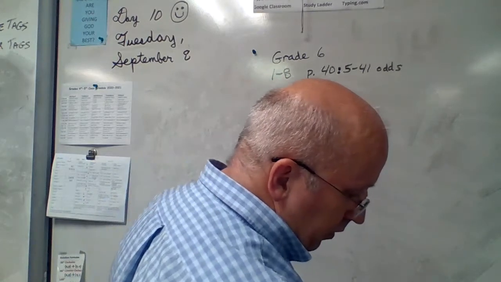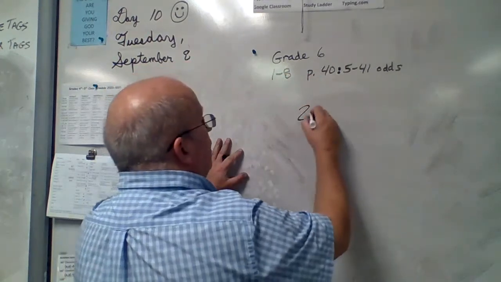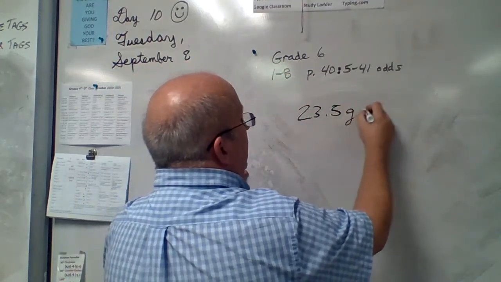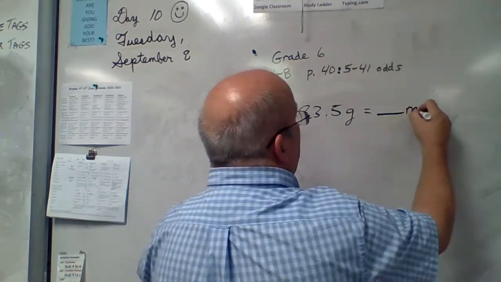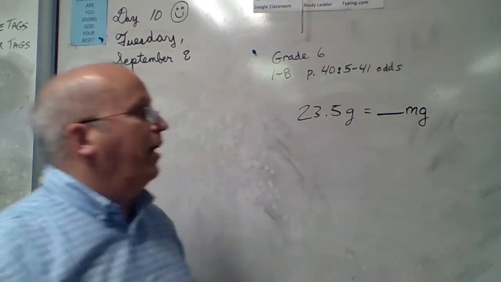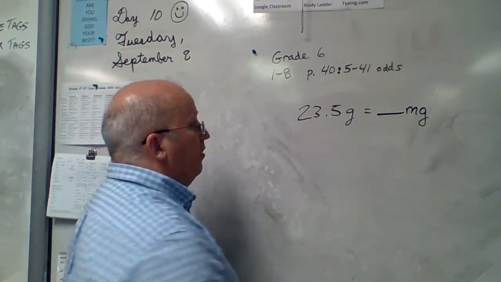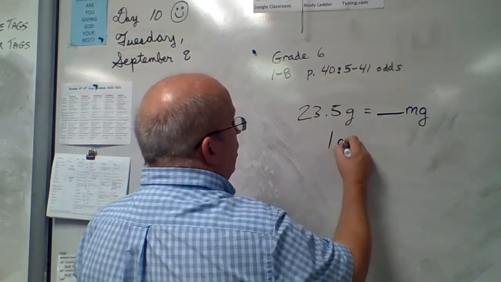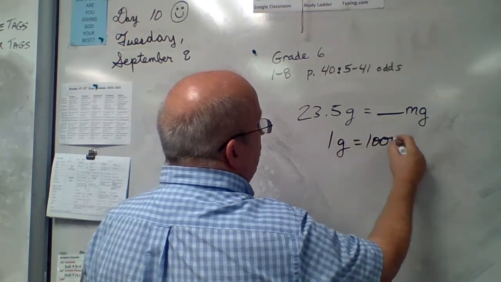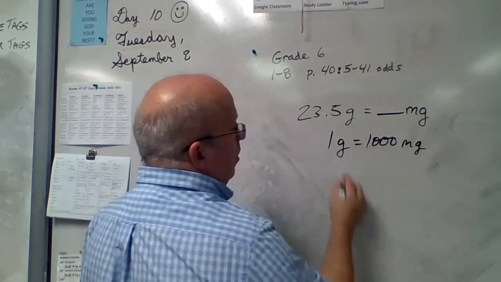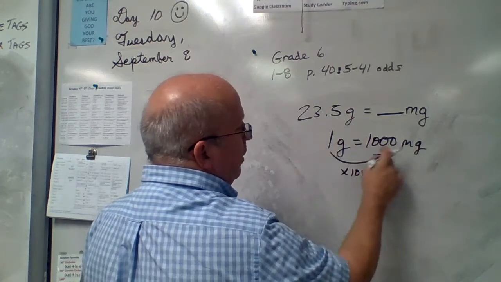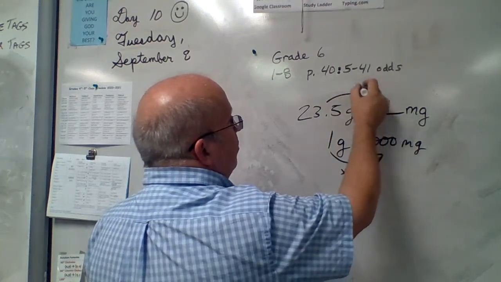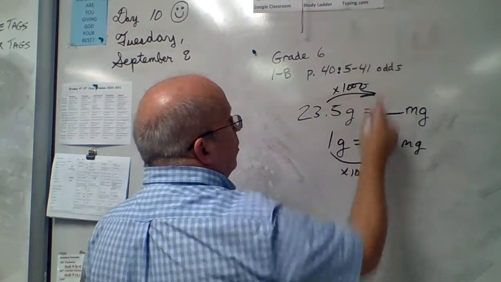Well, let's try this one. How about 23.5 grams? And we want to know how many milligrams that is. Well, the book says in that chart that 1 gram equals 1,000 milligrams. What's going on here? We're multiplying by 1,000 to work from grams to milligrams. So we do the same thing up here. We're going to multiply by 1,000.